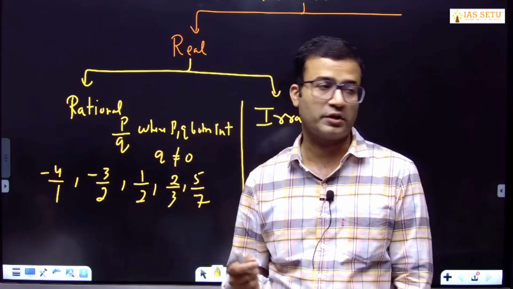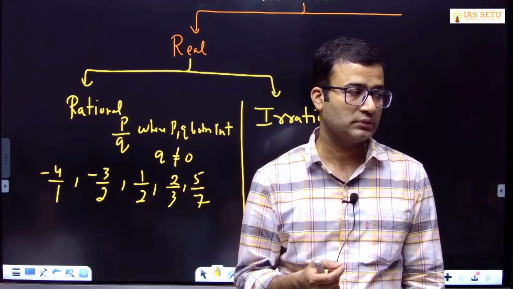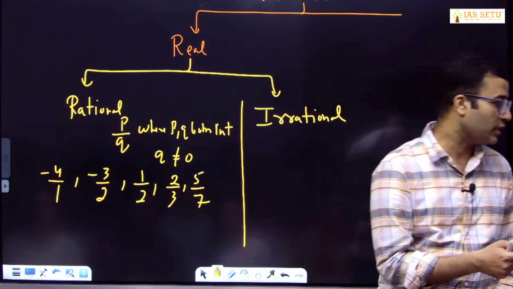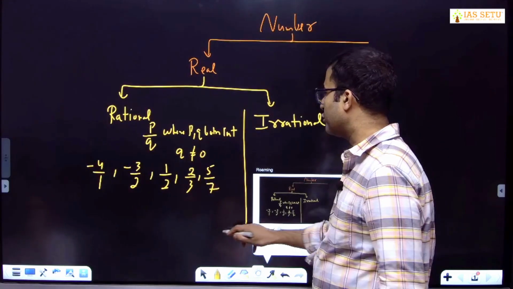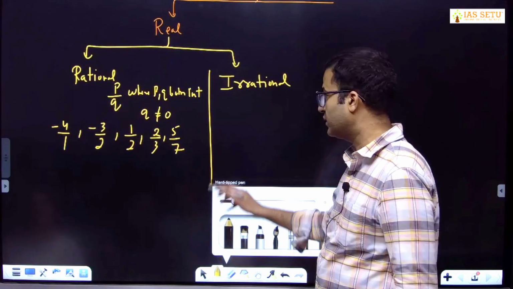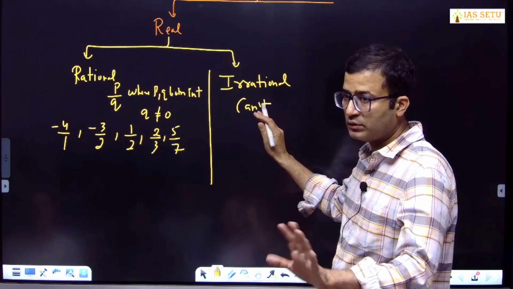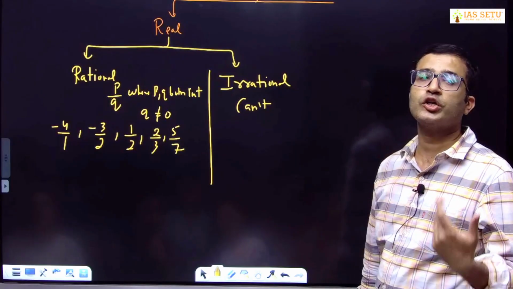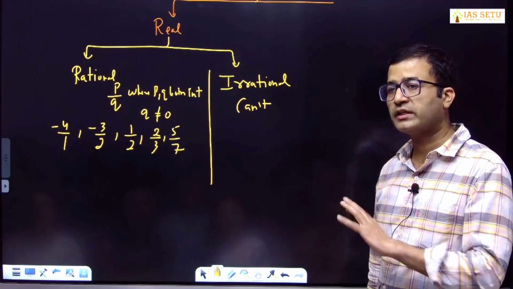Non-terminating, non-repeating. Good. Any example you know? Root 3, root 2, root 5. These are irrational. Okay. In the book, what you find as the definition of irrational number is "here we cannot express", but wait, don't write, because the definition given in the book, I feel like it is not a complete definition. Let us understand in detail so that there will not be a confusion.